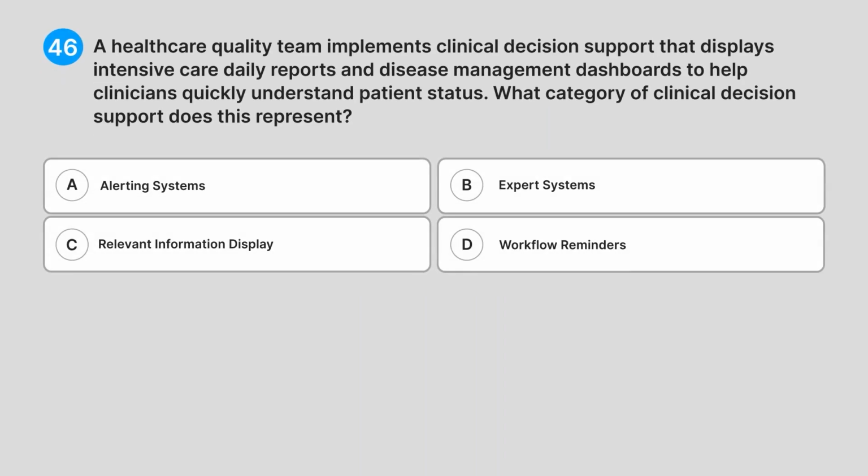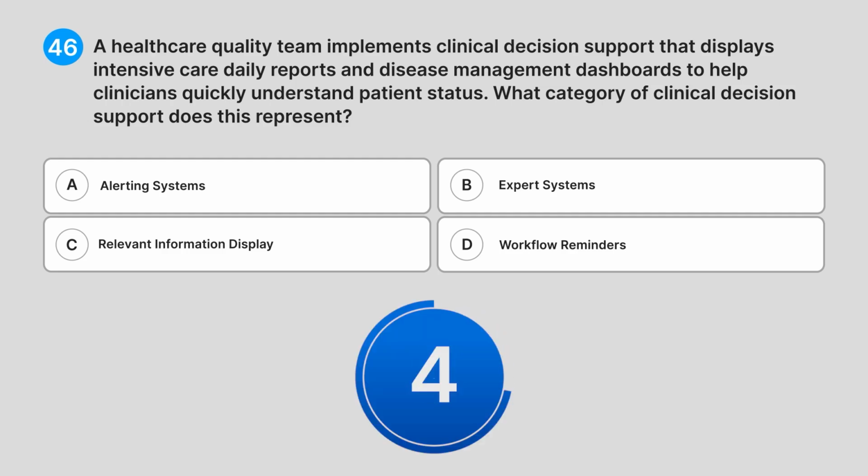46. A healthcare quality team implements clinical decision support that displays intensive care daily reports and disease management dashboards to help clinicians quickly understand patient status. What category of clinical decision support does this represent? A. Alerting systems. B. Expert systems. C. Relevant information display. D. Workflow reminders. Do you know the answer?